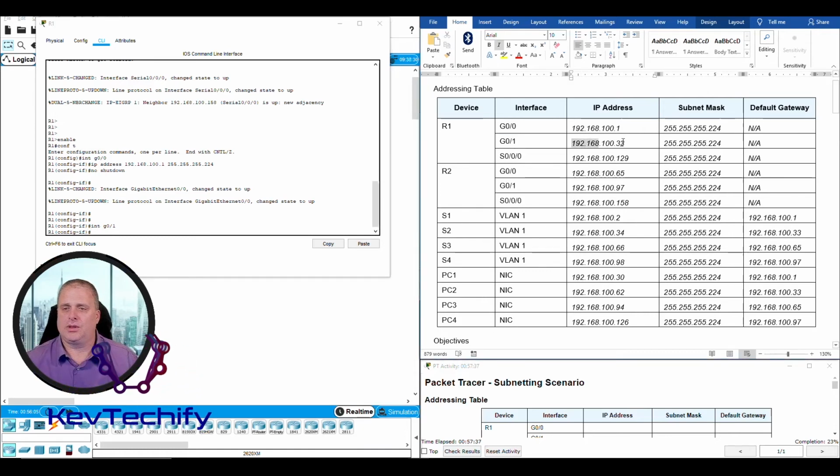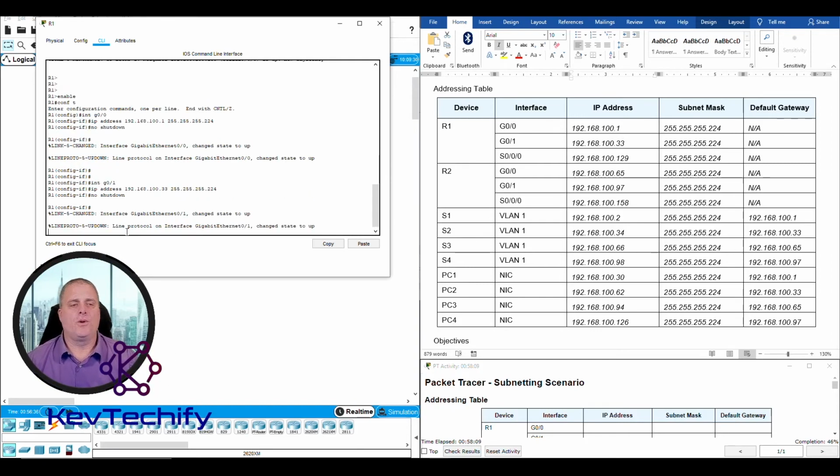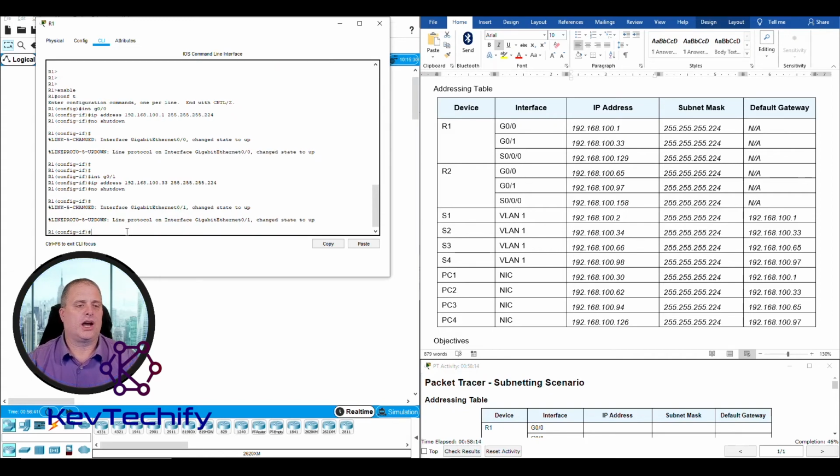I'm in our addressing table: 192.168.100.33, and our subnet mask. Go ahead and set our IP address. The command once again is ip space address 192.168.100.33, and because we are setting an IP address, we need to specify our subnet mask, 255.255.255.224. Sets that. Turn on the interface, no space shutdown. My completion is now at 46%. Interface gig 0/1 has now gone up, line protocol has now gone up.